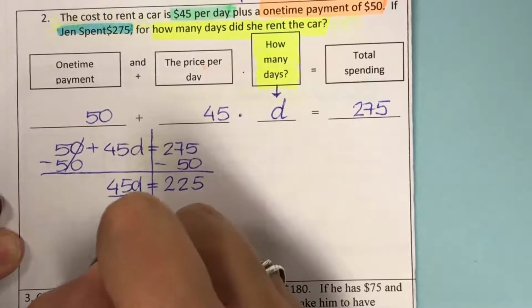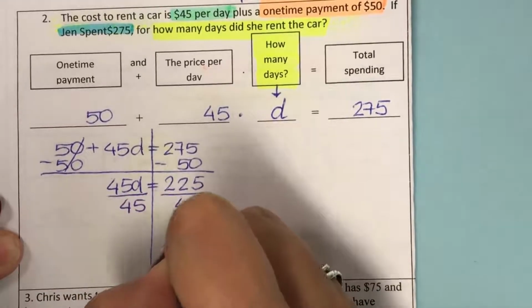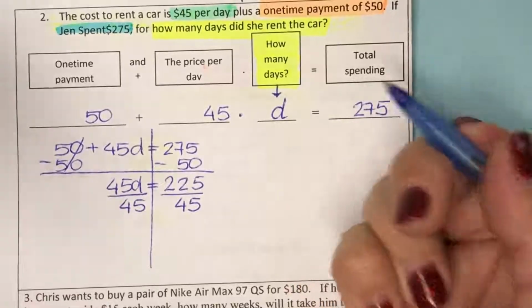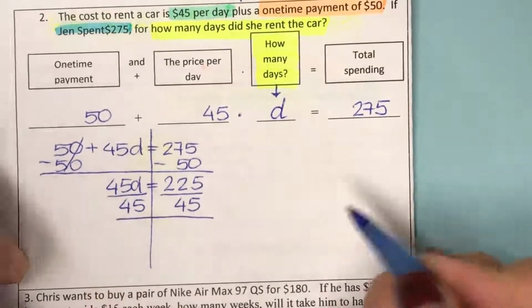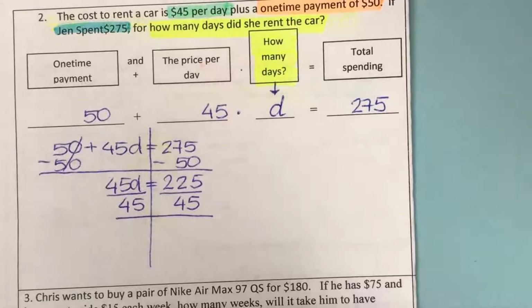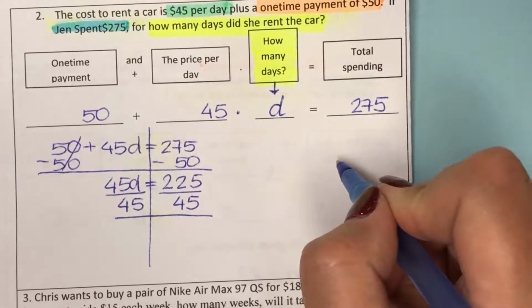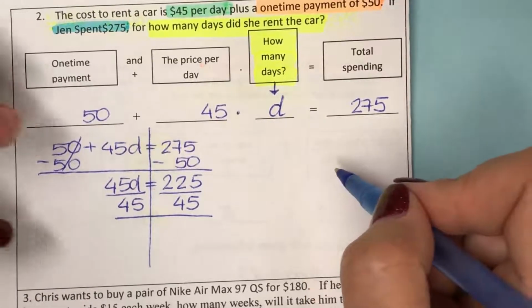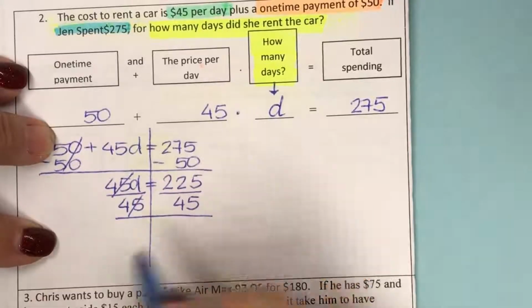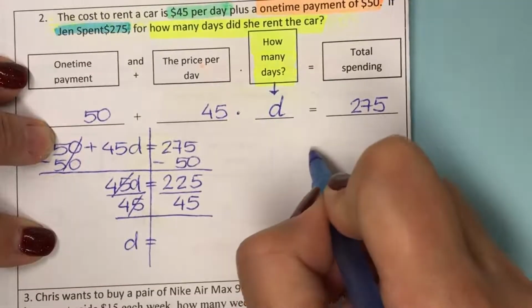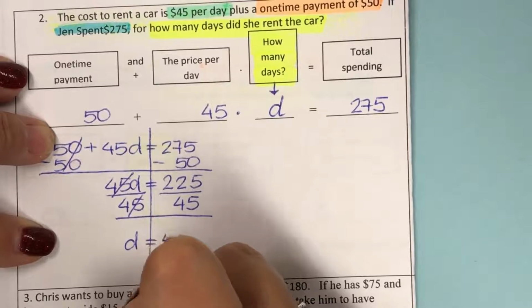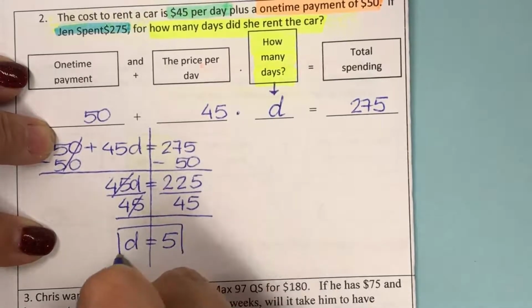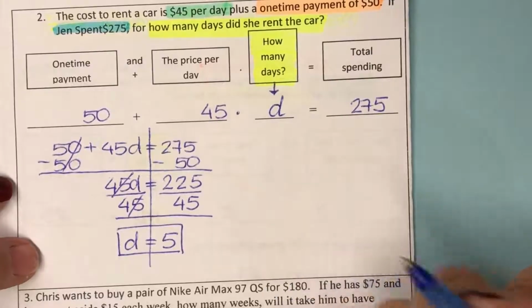And then we divide by 45. How many times does 45 go into 225? So we can go 45 plus 45, that's 90, and then 45 plus 45, it's another 90, 180 plus 45, so that will take 5 days. If you don't have a calculator, you can go 45 plus 45 plus 45 and see how many times it takes. Or either way you prefer, the number of days will be 5.